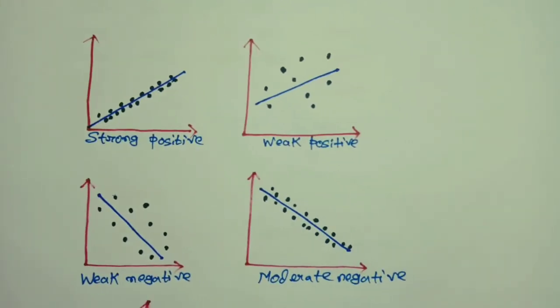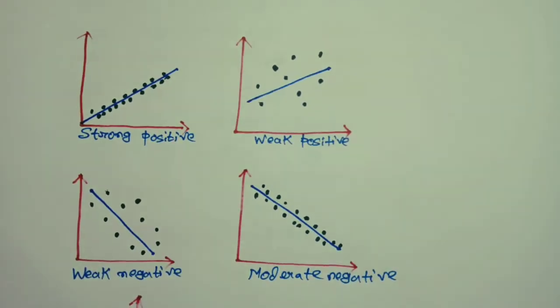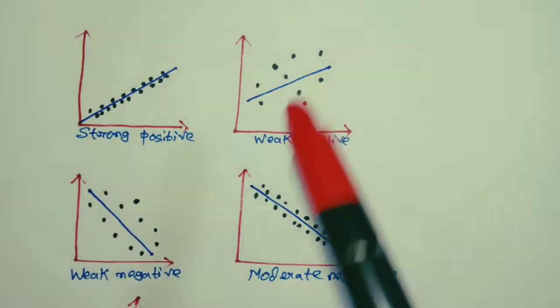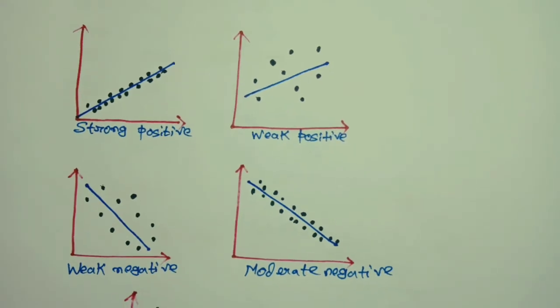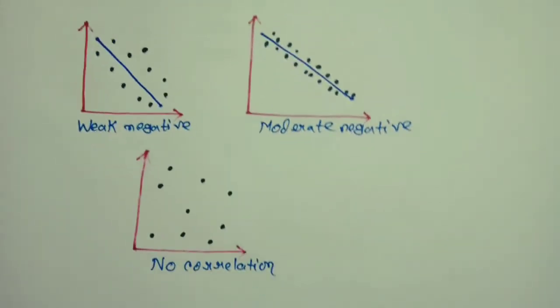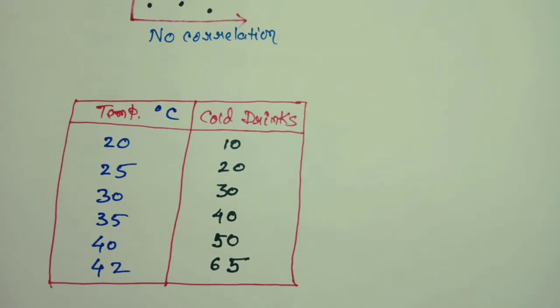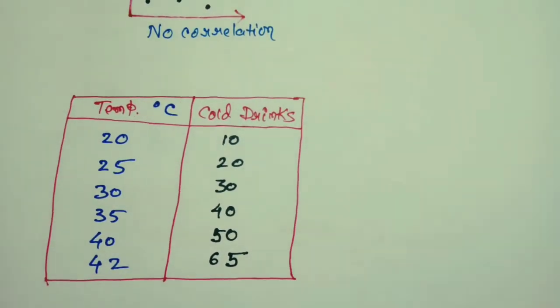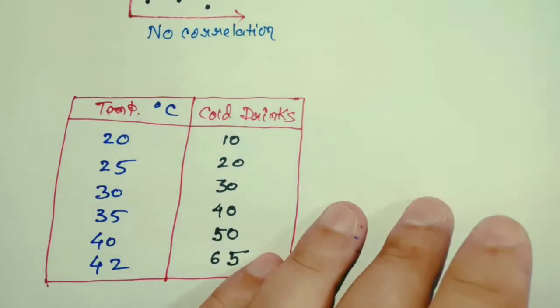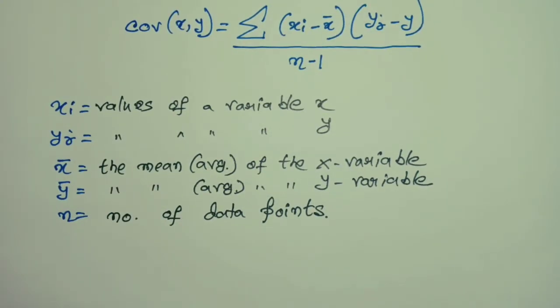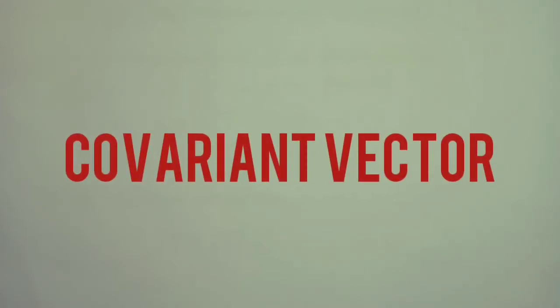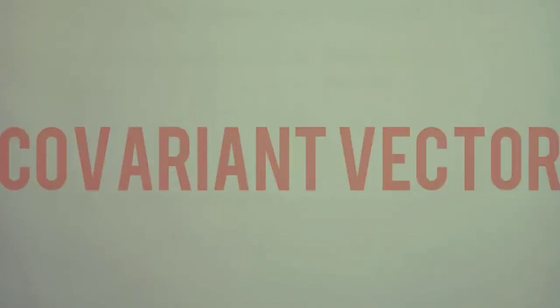This one is another example which shows the distribution of data in terms of strong, weak, weak negative, and moderate negative, and also this part which shows there is no correlation. Just a simple example of how, with the rise of temperature, the sale of cold drinks moves ahead. Now we have got the time where we will look at the relation in terms of vectors.